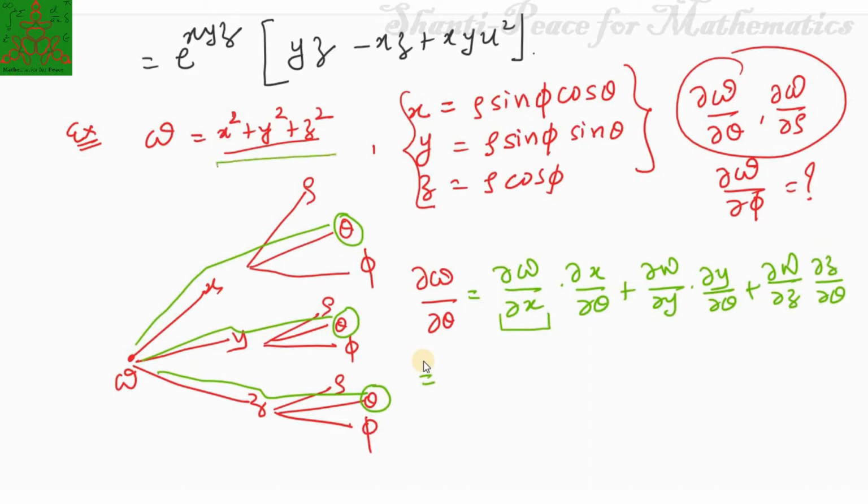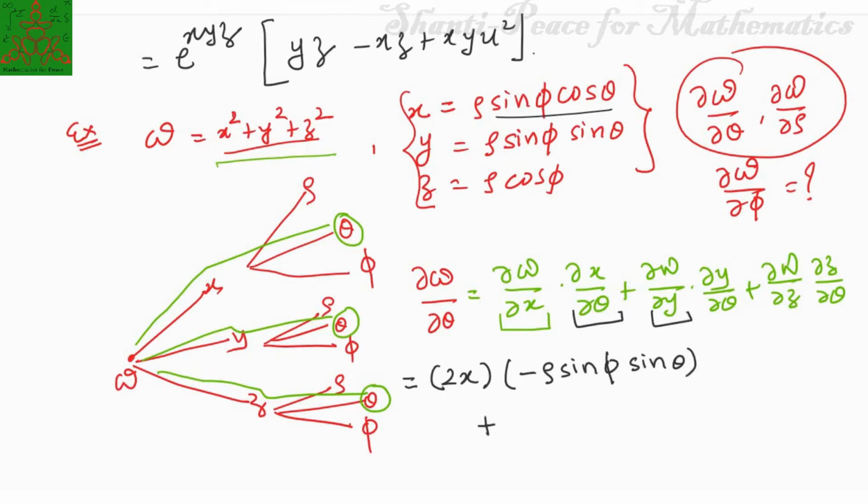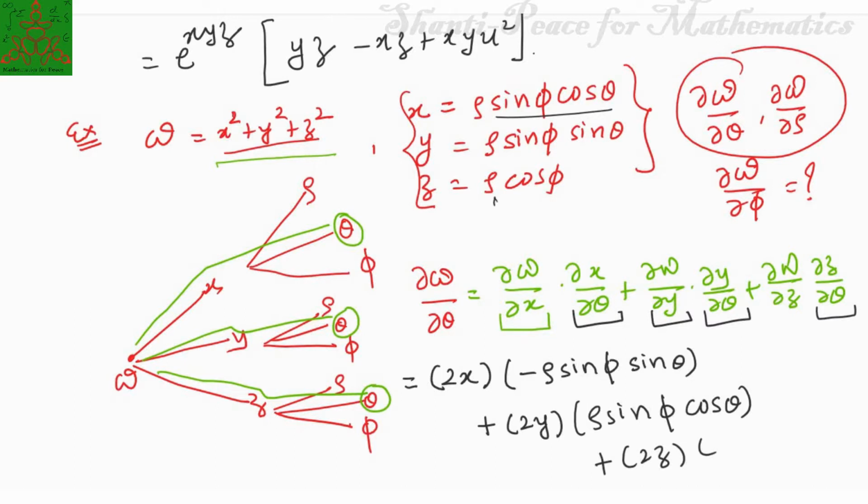What is del w upon del x? According to this it is 2x. Del x upon del theta, that is the derivative of this with respect to theta, will give you minus rho sine phi sine theta. Plus del w upon del y, which is 2y, del y by del theta, that is rho sine phi cos theta, plus 2z del z upon del theta. This z does not contain theta, so that's why the derivative is 0.